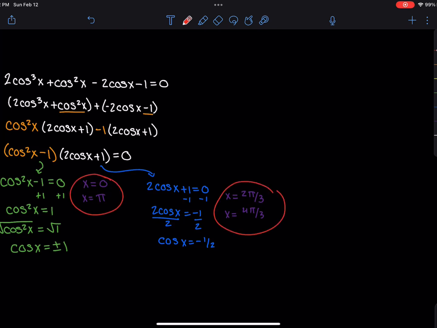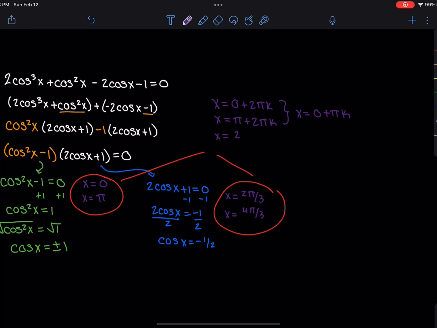So we have our x values, and then we're going to rewrite them for our final answer. So if x is equal to 0 plus 2 pi k, and x is equal to pi plus 2 pi k, we can rewrite that so it's a little bit easier to look at, which would be x is equal to 0 plus pi k, since those same values are on both sides and they're exactly 1 pi radian away from each other. And then we'll rewrite the other two values, which we can't do the same thing as we did to the first two.